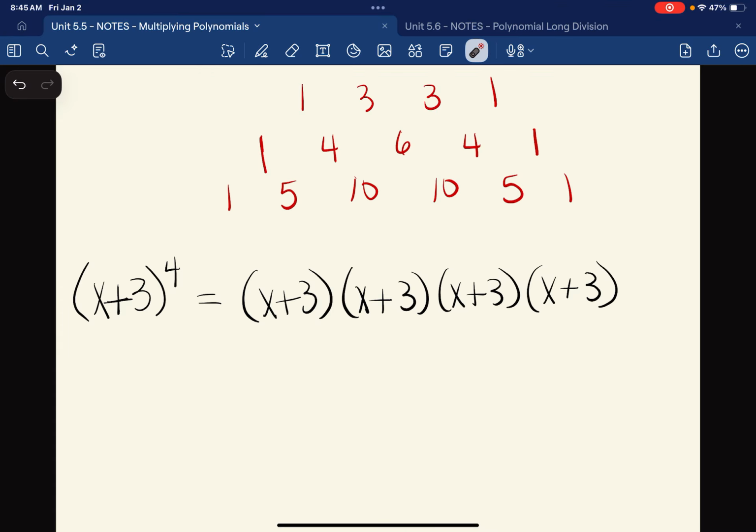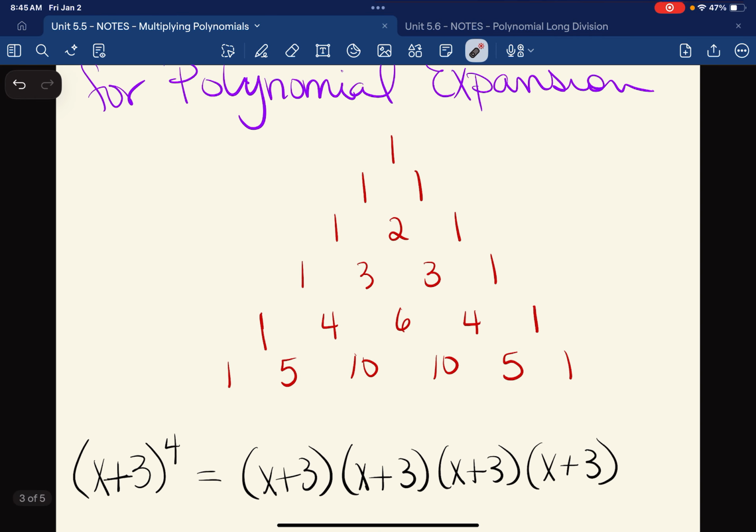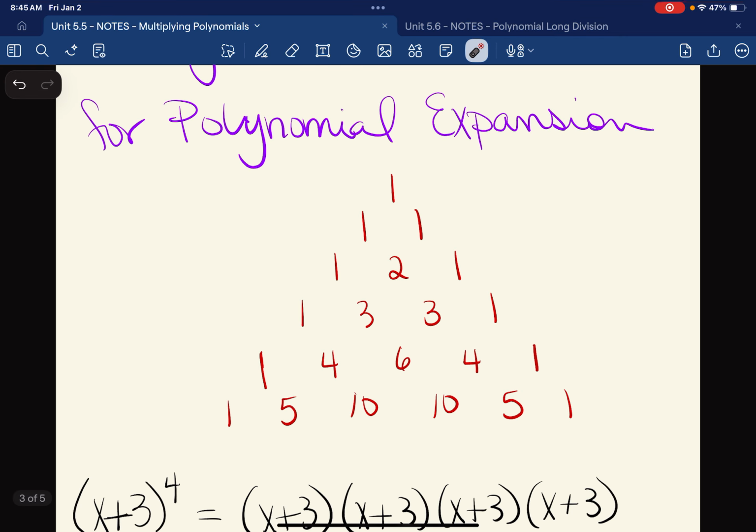Now, you can do that. We've done that. It's not that it's difficult, it just takes a lot of work. There are a lot of steps. Okay, so there is something called Pascal's triangle that we can use to help us. And this is what Pascal's triangle looks like.